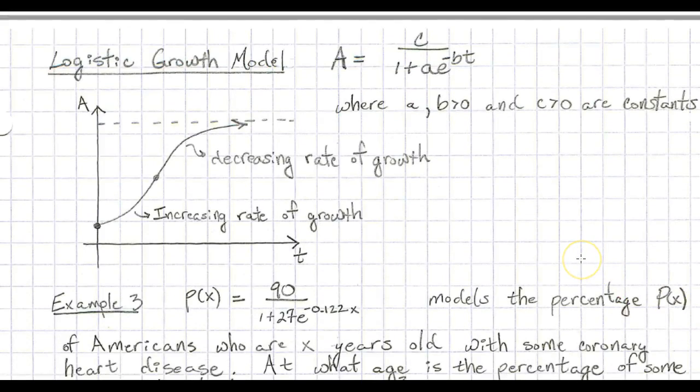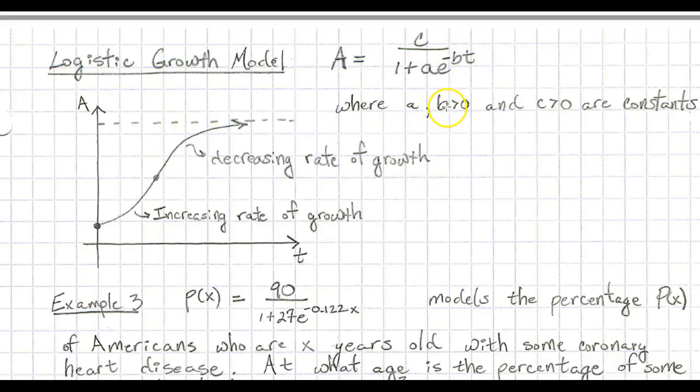Okay, so exponential growth is often not the best thing because if you think about it, we can't exponentially grow forever. Think about humans on Earth. If we had exponential growth of humans, we would run out of resources pretty quick. So there are actually better models. These are called logistic growth models. So this is probably the most simple of them. A equals C over 1 plus A e to the minus BT.